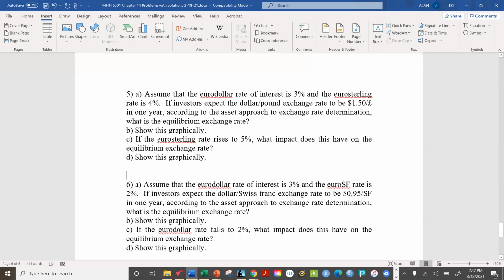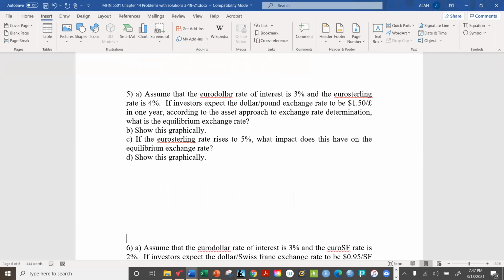All right, now here we get to show off our graphic skills. This is our asset market approach that we've been looking at. And so what do we do here? Well, first of all, what we know is that the euro dollar rate is 3%. Euro sterling is 4%, and the expectation is of $1.50 per pound in the future, 1 year.